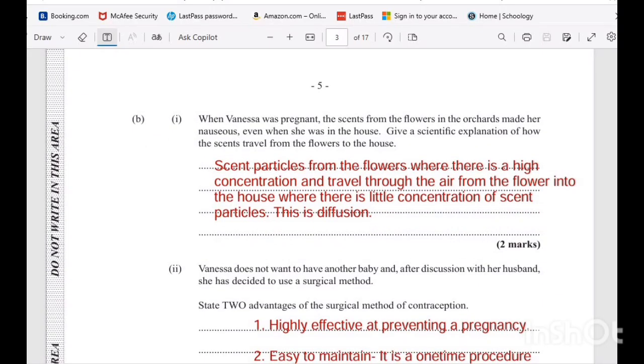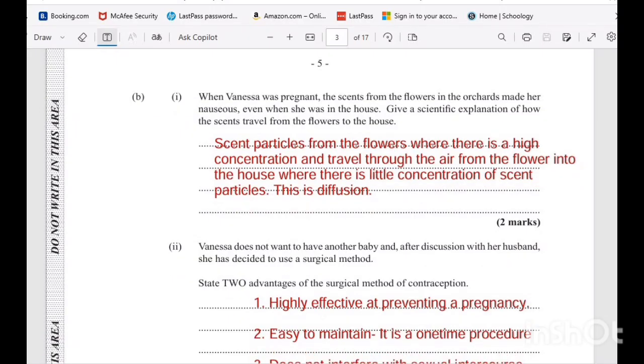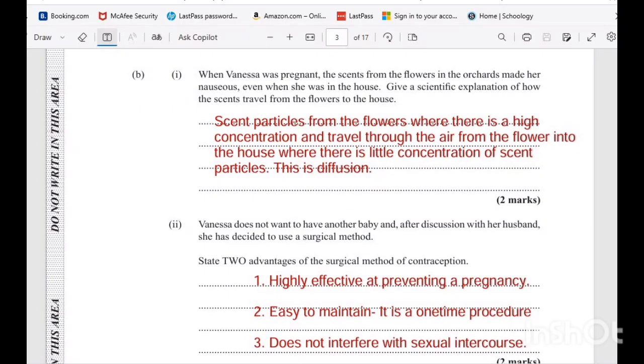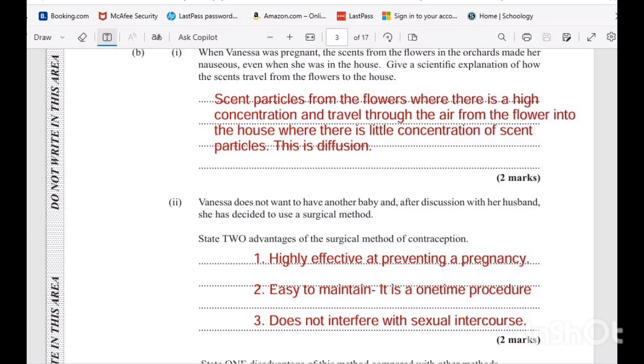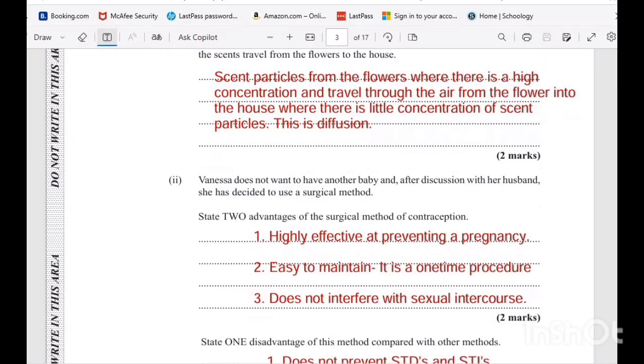1, the surgical method of contraception is highly effective at preventing a pregnancy. 2, it is easy to maintain as it is usually a one-time procedure. 3, it does not interfere with sexual intercourse. So even though they ask you for 2, I would have given you 3, just in case you can't remember the 2 here, you have more than 2 to use. Those would be some advantages, and remember, advantages are the benefits.